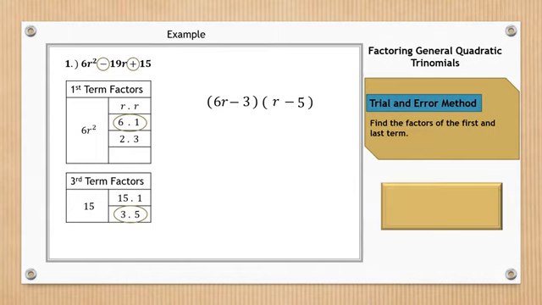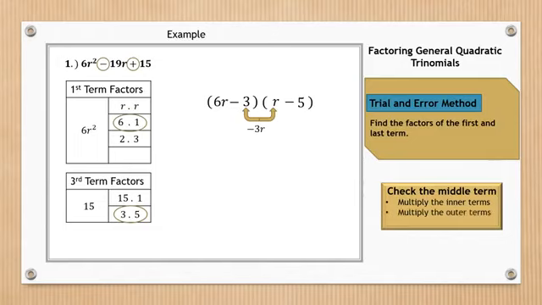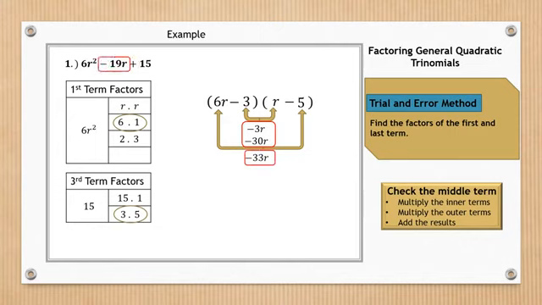So, we have to verify now the middle term. So, check the middle term. Okay, multiply the inner terms. So, that is negative 3 times r. That is negative 3r. Next, multiply the outer terms. So, that is 6r times negative 5. That is negative 30r. So, you add the result. So, that is negative r plus negative 30r. So, the result is negative 33r. So, you check. Tingnan mo. If the same ba siya sa middle term natin.